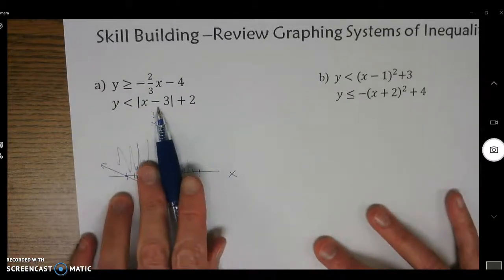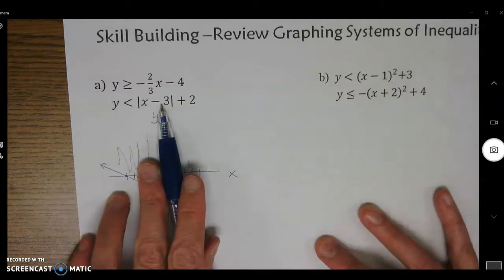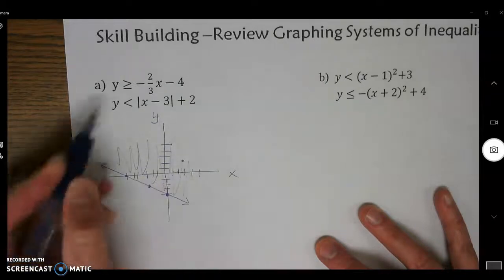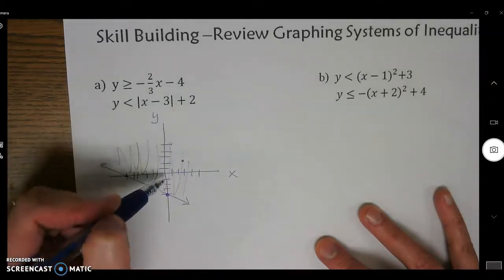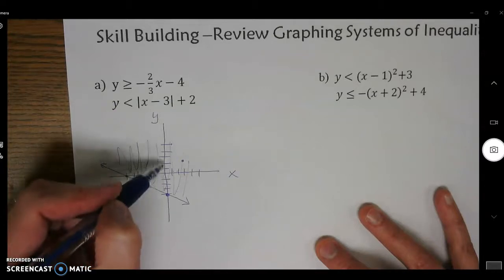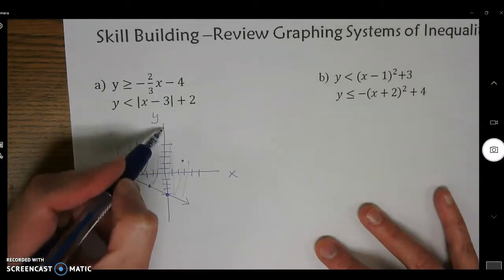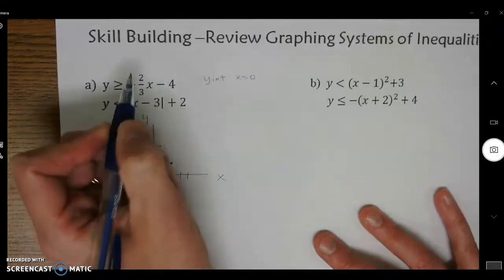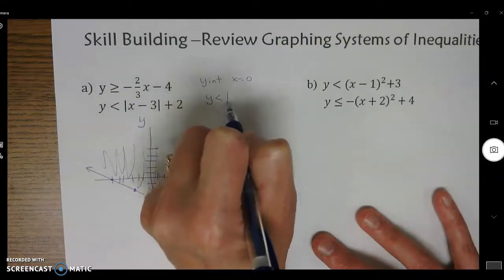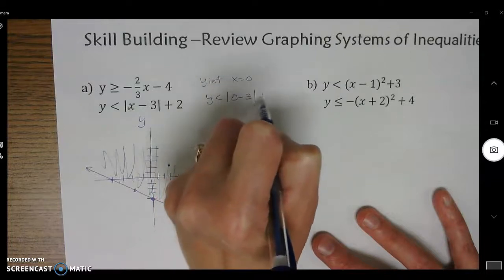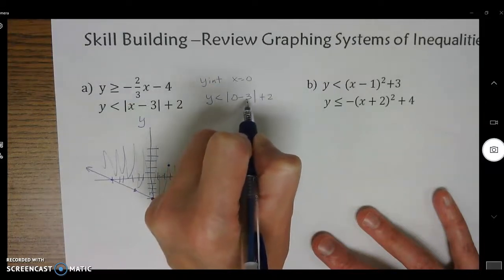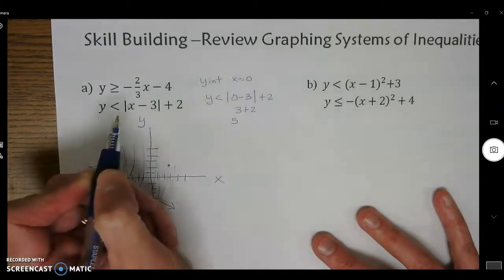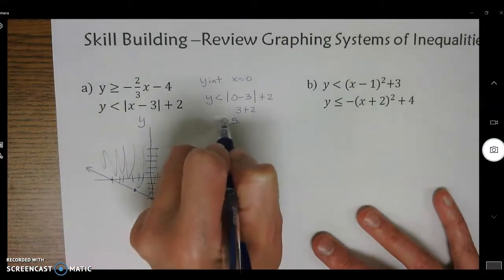Okay, this here is an absolute value graph. Its vertex is opposite h, so 3, 2. It opens up, and let's find the y-intercept right away. For the y-intercept, I put 0 in here. So y is less than the absolute value of 0 minus 3, plus 2. 0 minus 3 is -3. The absolute value of -3 is 3, and 3 plus 2 is 5. So my y-intercept is 0, 5.